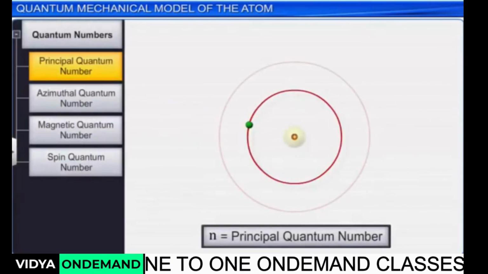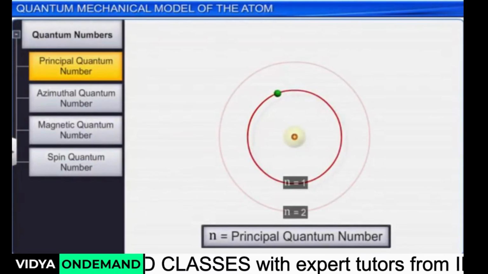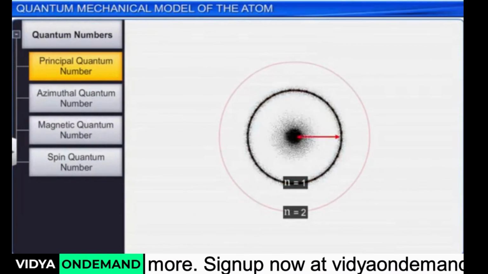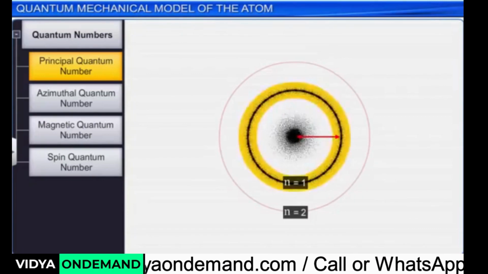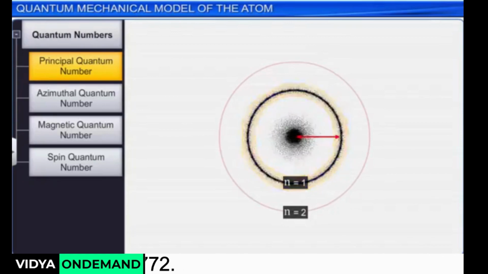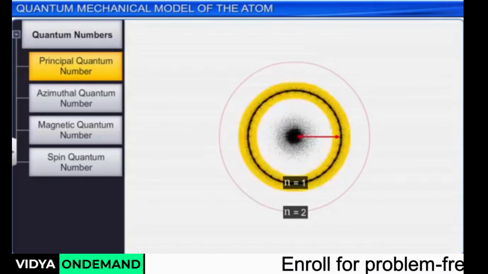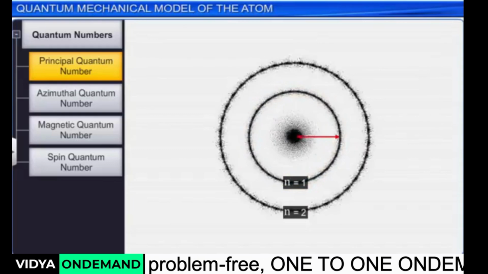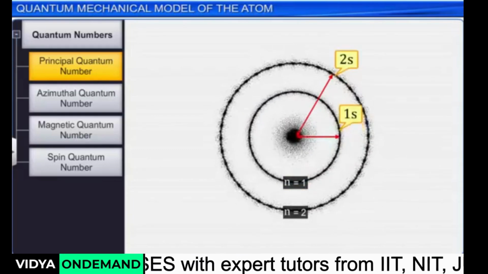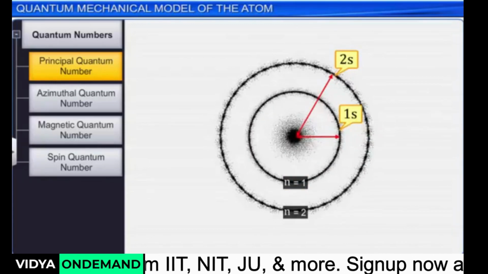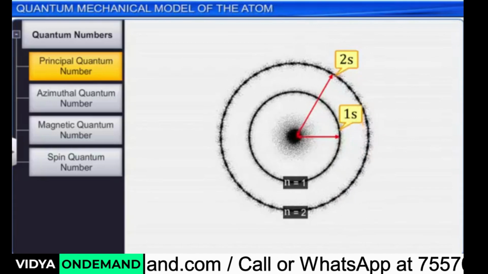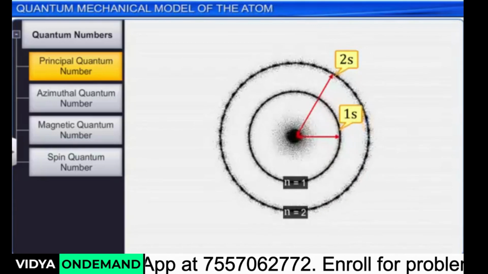The principal quantum number, denoted by the letter n, determines the size and, to a large extent, the energy of the orbital in which the electron resides. The size of an orbital increases with the increase in n. In other words, the larger the value of n, the greater is the distance of the electron from the nucleus.